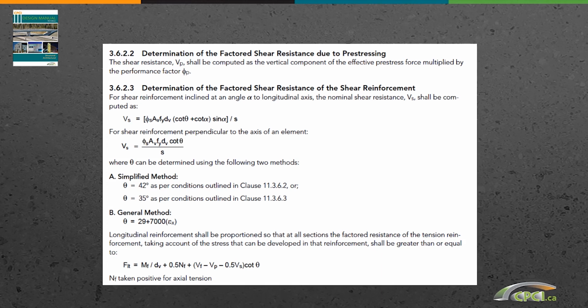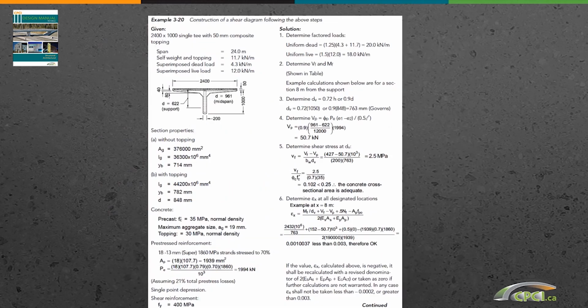At different sections closer to the support. It's a single T, and the strands are depressed. Therefore, we have a certain angle for the strands, and you calculate the uniform live load. You calculate VF and MF in a table. I don't think we have the table in the presentation, but in the book we have the table for each and every section. And we calculate dV.